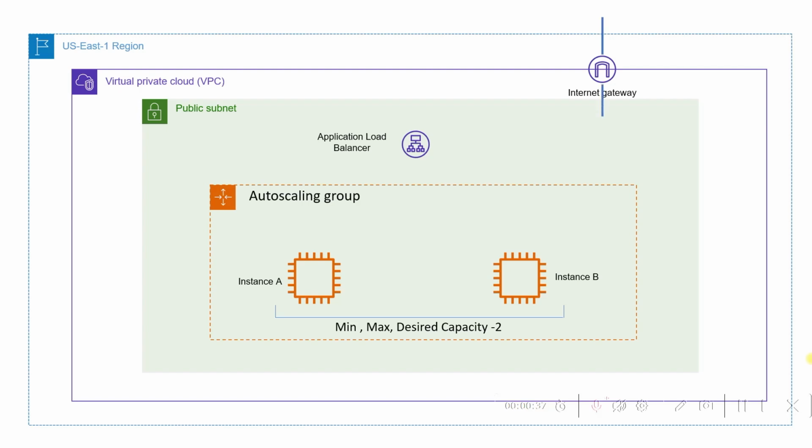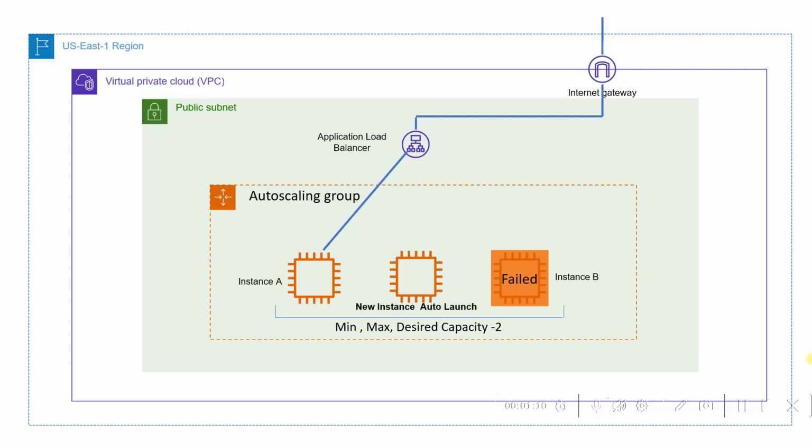Whenever we try to access the application which is hosted on instance A and instance B, the application load balancer will share the traffic to the 2 instances. Whenever an instance goes down and there is a failure of the instance, the application load balancer will stop sharing the traffic to that failed instance, and the autoscaling group will terminate the instance and launch a new instance. Once the new instance is up and running, the application load balancer will start sharing load to that new instance. So this is our overall lab base.